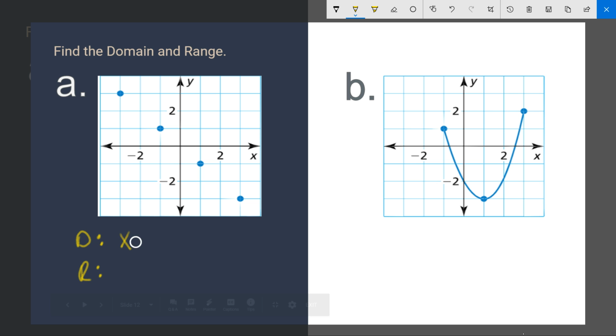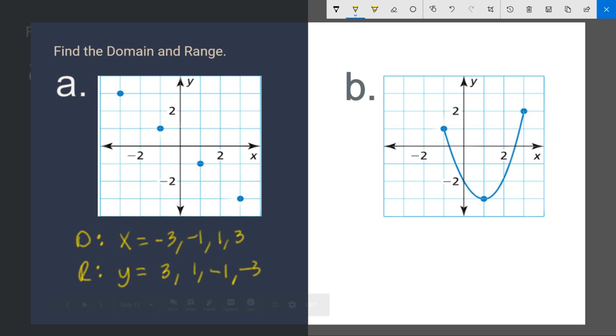We could even put domain x equals and then list all of the x values. So we have a point where the x is -3. We have a point where the x is -1. We have a point where the x is +1. And we have a fourth point where the x is +3. Those are all of the x values that are graphed. And then range, our y values for those 4 points are 3 and +1 and -1 and -3.